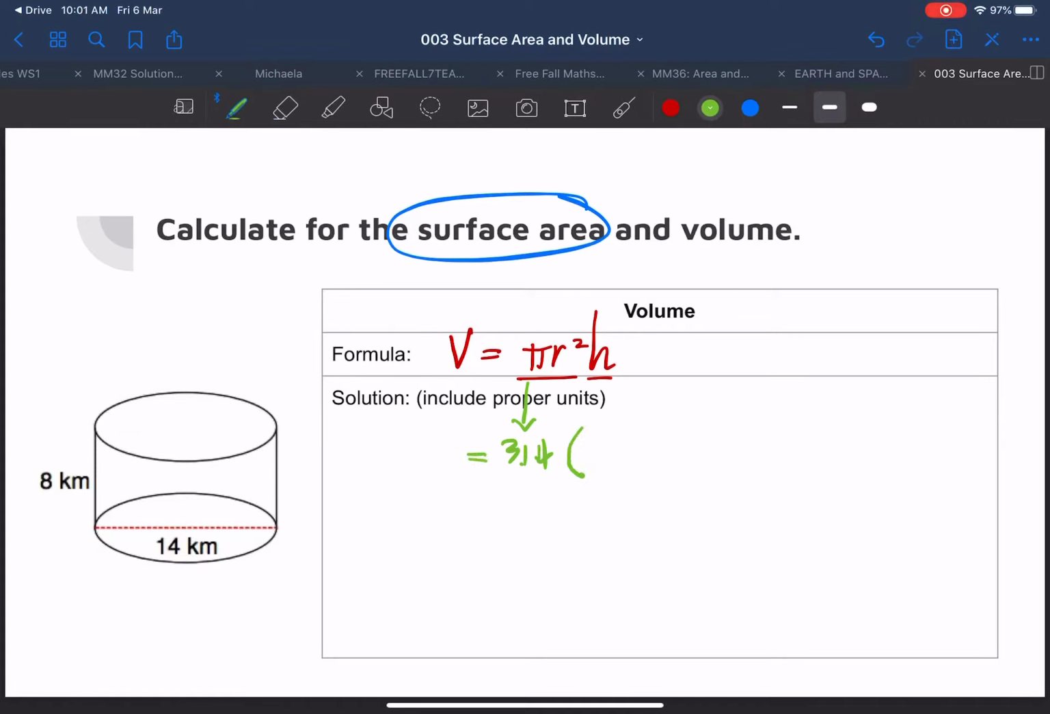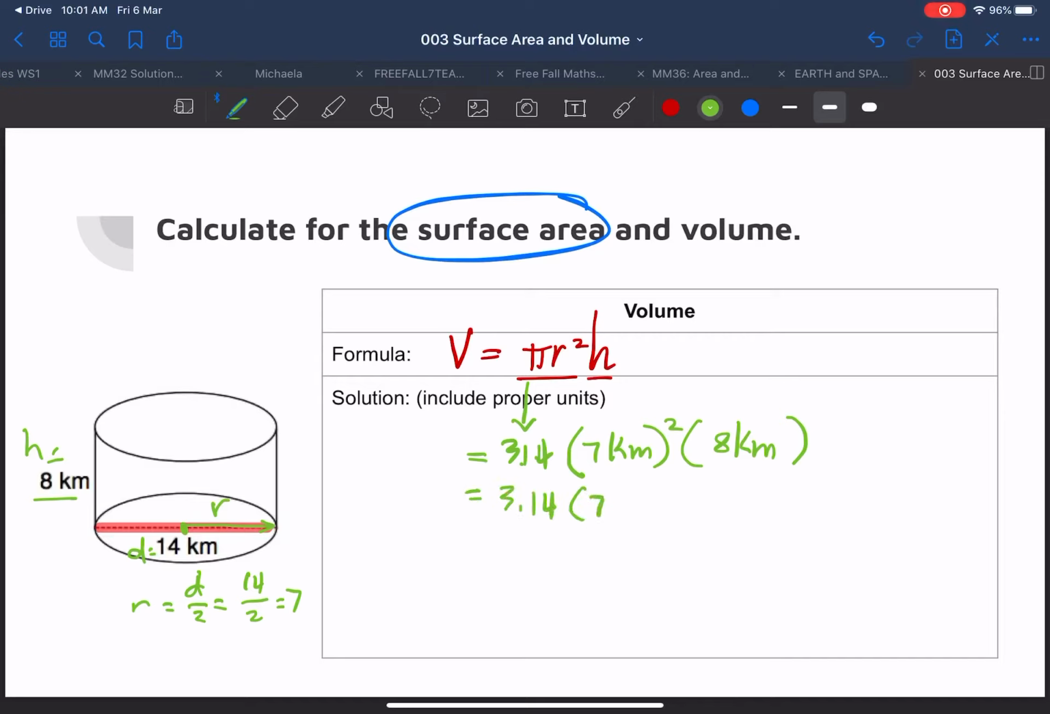3.14. R: now again, what is given here is the diameter, okay? And we know that the radius is from the center point to the end of the circle. So the radius is actually half of the diameter. So 14 over 2 equals 7. So the radius is 7 kilometers, squared, times the height, which is 8 kilometers, okay? So this will be 3.14 times 7 kilometers times 7 kilometers times 8 kilometers, okay?